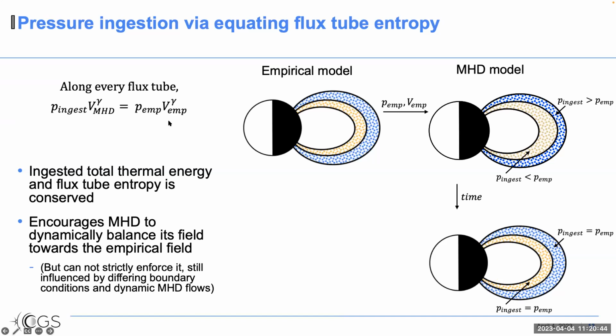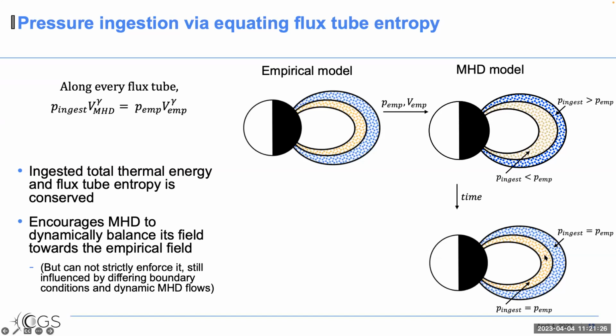the two models. And so what happens when we do that is now we're also passing information about the empirical model's flux tube volume, so we can calculate entropy on the MHD side. And then in that same scenario where you have this orange field line that's larger on MHD than it is in the empirical model, that means that the pressure that's set for it is going to be lower than the empirical pressure, so that it's sort of encouraged to be compressed. And then similarly on this blue flux tube where the flux tube volume is smaller, then the ingested pressure is going to be larger, so it's encouraged to expand. And this is all going to occur while holding entropy constant along that field line.